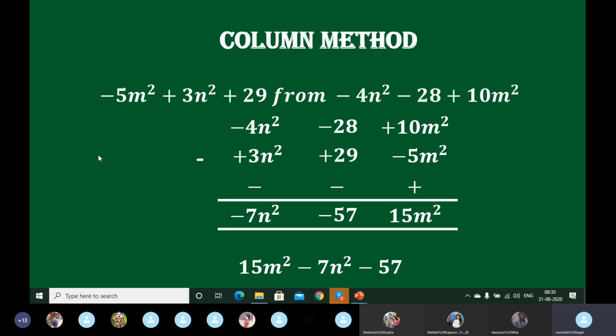So have you understood the column method? Are you clear with the column method? Yes, ma'am. Any confusion in any of the methods which we did just now? No, ma'am.